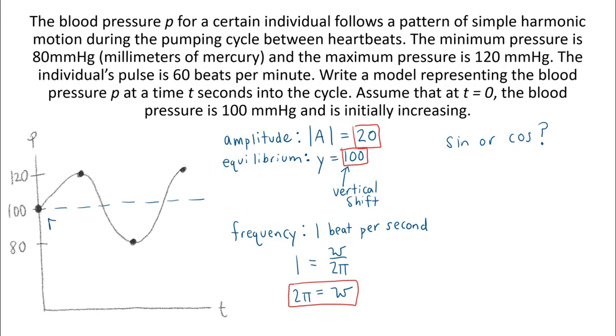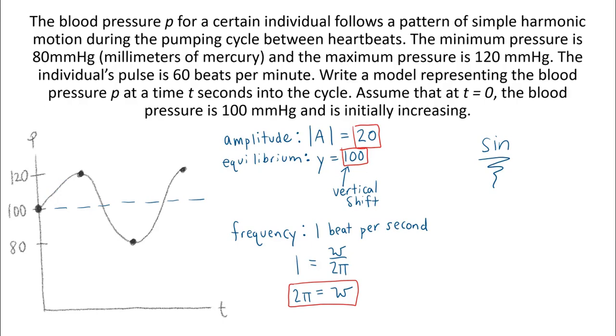As we look over here at our graph, we can see that when t is equal to 0, we are at equilibrium because 100 mmHg is equilibrium. And we know that anytime we are at equilibrium when t is equal to 0, we're going to use a sine function to model that. So we know we're going to use the sine function, but now we have to make a decision. Are we going to use the positive sine function or the negative sine function? The fact that we were told that the blood pressure is initially increasing, in other words, it's initially going up, tells us that the graph looks like the graph of the positive sine function.